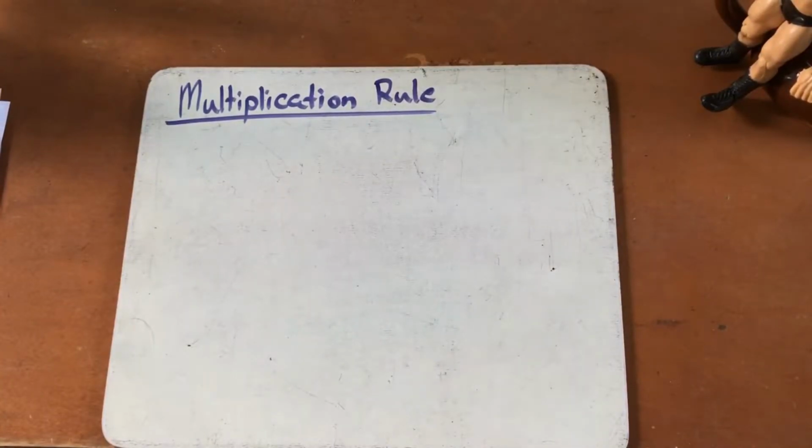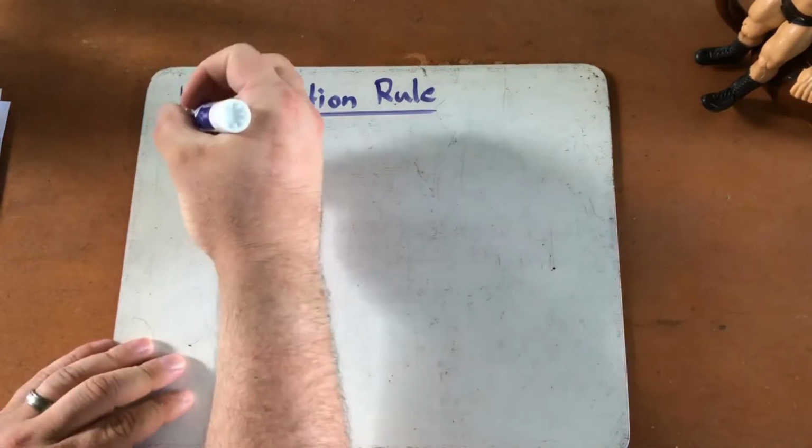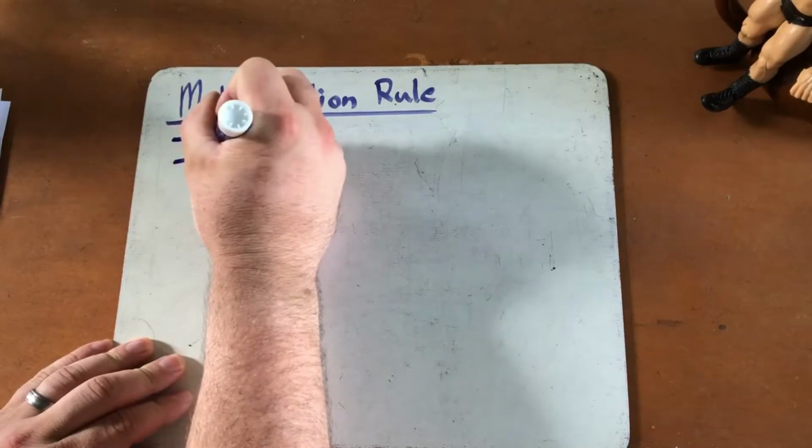Today we're going to take a look at the multiplication rule of probability. First, let's start off looking at independent events.